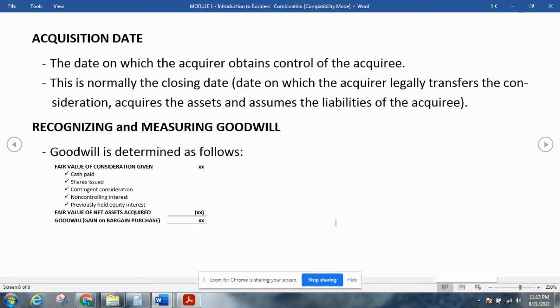For the acquisition date, this is the date on which the acquirer obtains control of the acquiree. This is normally the closing date, the date on which the acquirer legally transfers the consideration, acquires the assets, and assumes the liabilities of the acquiree. This will be our record date of consolidation. Once payment is made, that is the acquisition date.